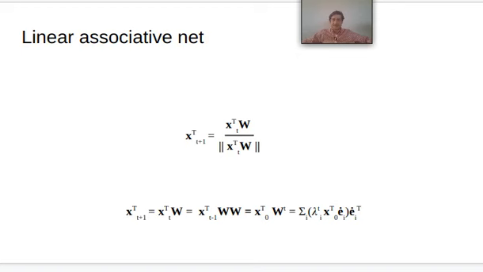The simplest update function is linear, where the next state is the unit normalized vector multiplication of the current state vector and the weight matrix. In the limit, the linear associative net always settles to a single vector corresponding to the dimension capturing maximum variance in the encoded traces, the dominant eigenvector.